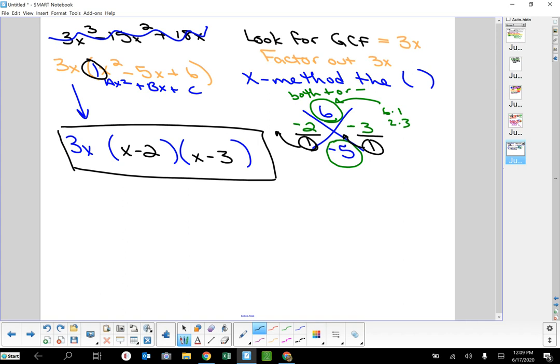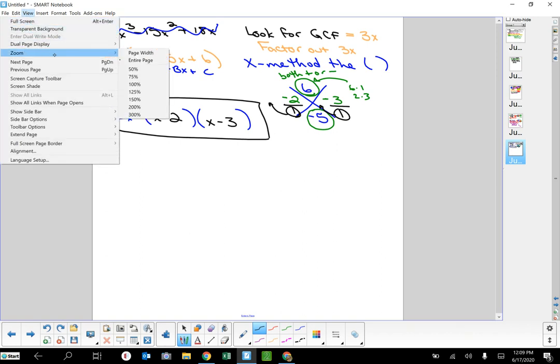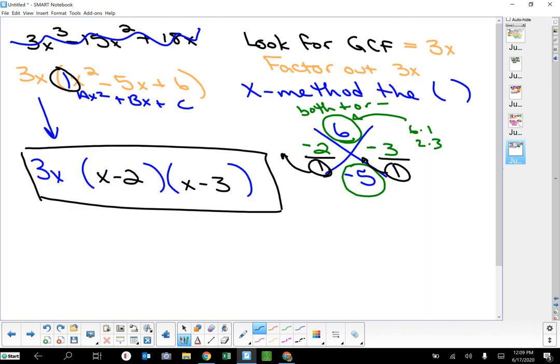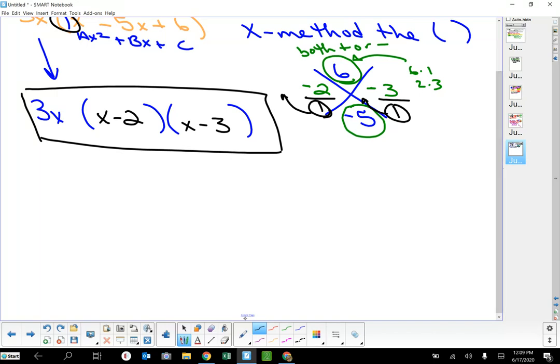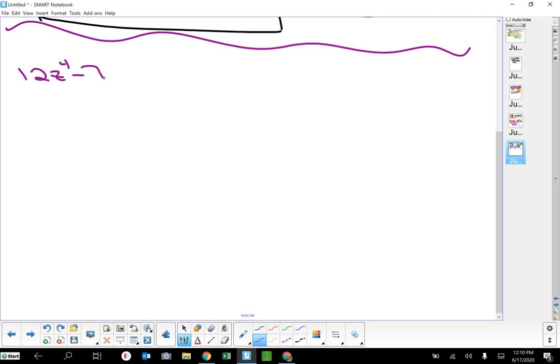That one specifically had a number and a variable. However, it is possible. Oh, I want to view. Take this off. We'll go to that. Okay, so here's another one with a GCF. Let's see if you can identify it. So this is a new problem. So we have 12z to the 4th minus 7z cubed minus 10z squared.